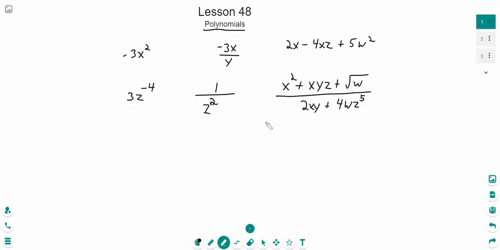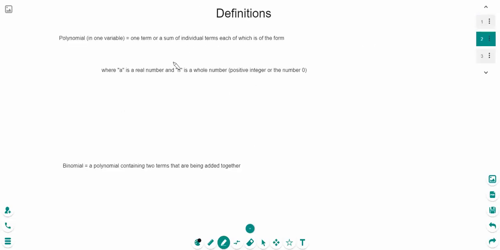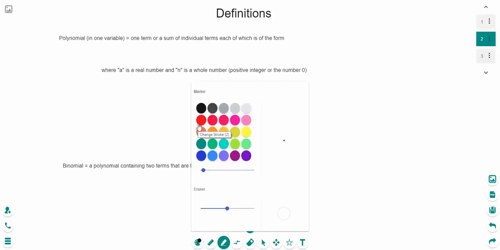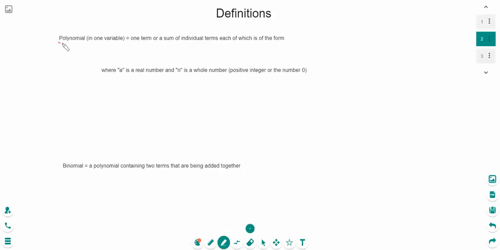So let's talk about what a polynomial is. Let's just jump right to the definitions here. So what is a polynomial? A polynomial, and I put in parentheses just to clarify that we're talking about polynomials in one variable. That's pretty much all we're going to be talking about right now. Later on, we might talk about polynomials in 2 variables or in 3 variables and so on and so forth. But in general, just think of it in terms of one variable right now. So a polynomial is one term or a sum of individual terms, each of which is of the form, and I'm going to put the form right here. The form is ax raised to the n.